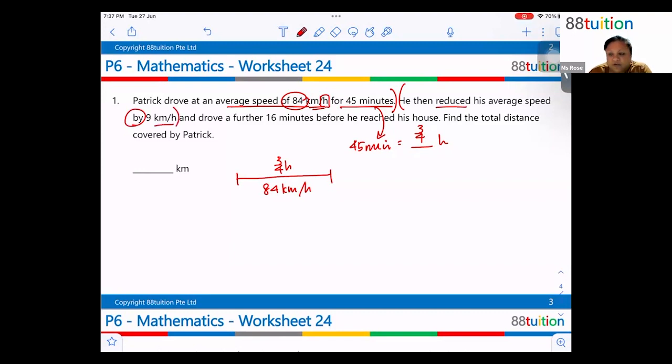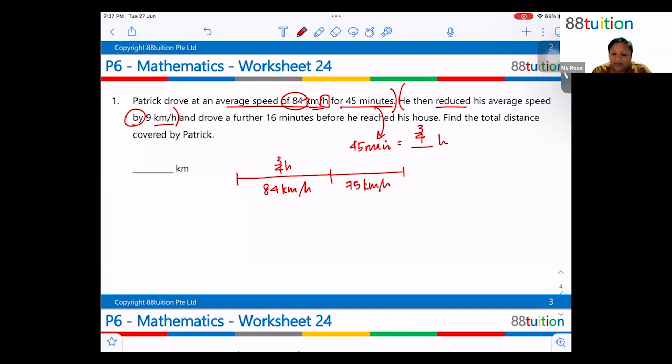So he drove at an average speed of 84 kilometers per hour for 3/4 of an hour. He then reduced his average speed by 9 kilometers per hour. So if he reduced by 9, what would the speed be? Anyone? What is the speed when it reduced by 9 kilometers per hour? Thank you, Kiara. So that would be 75 kilometers per hour.